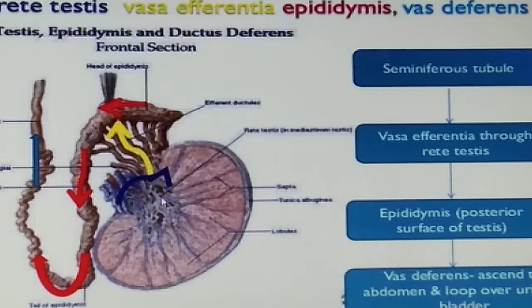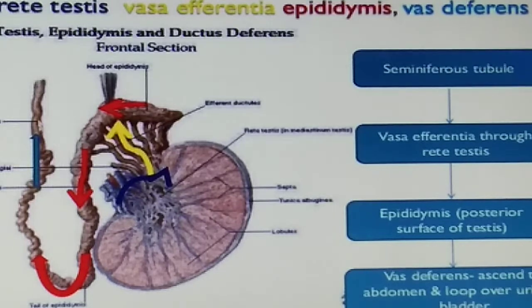So this is a testis which gives rise to a structure that is known as vasa efferentia. Now students, the posterior covering of the testis is epididymis, where the sperms, after formation, are temporarily stored. Then it gives rise to a tube-like structure that is known as vas deferens. You can see here the red arrow, and this is the blue one. This is the vas deferens, and this is vasa efferentia and this is testis.